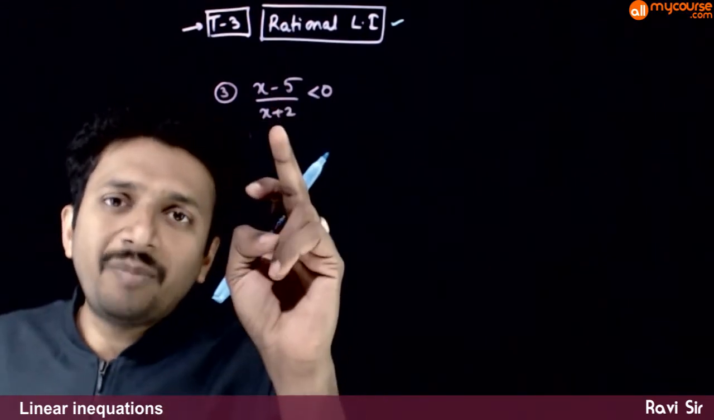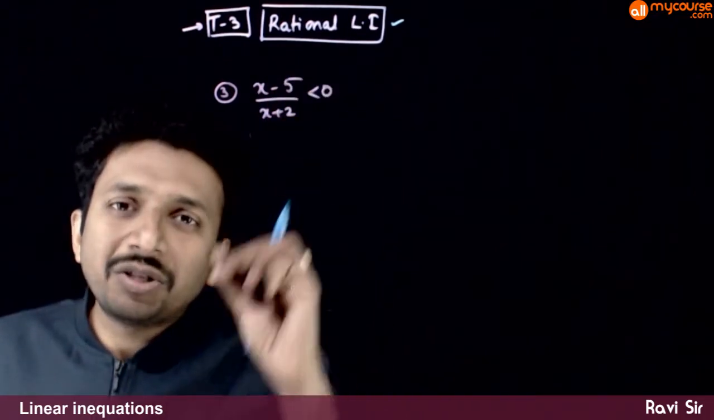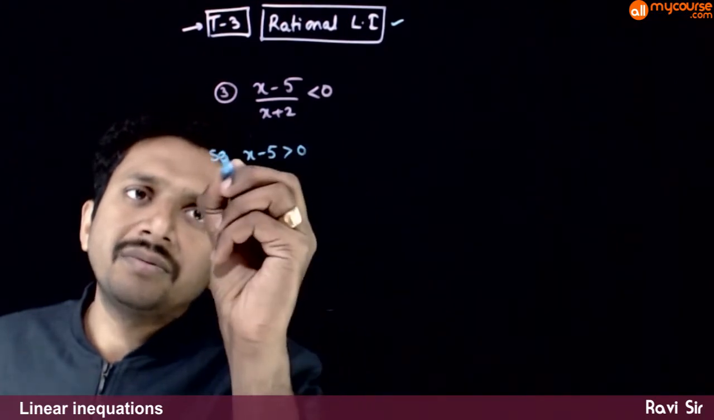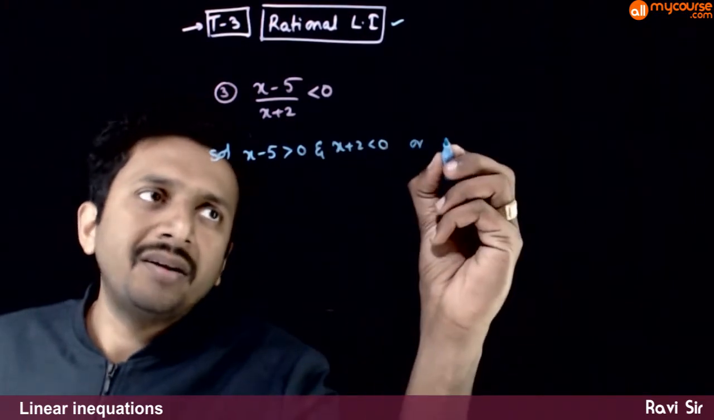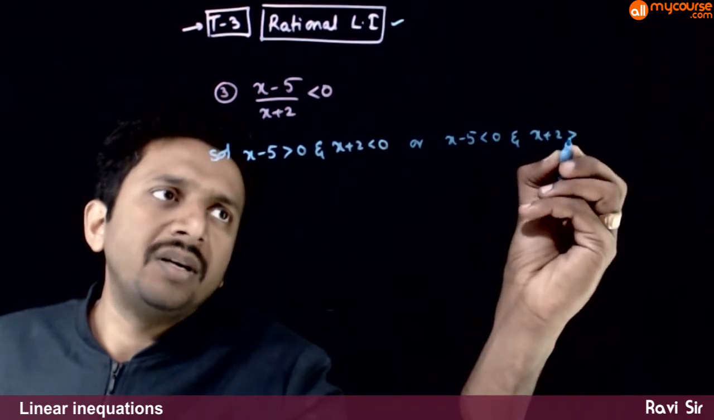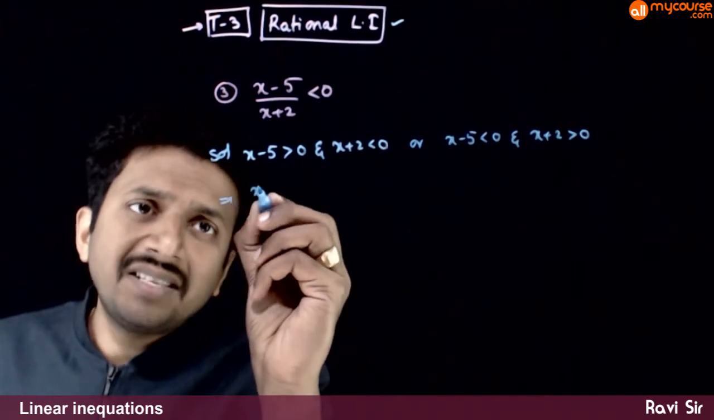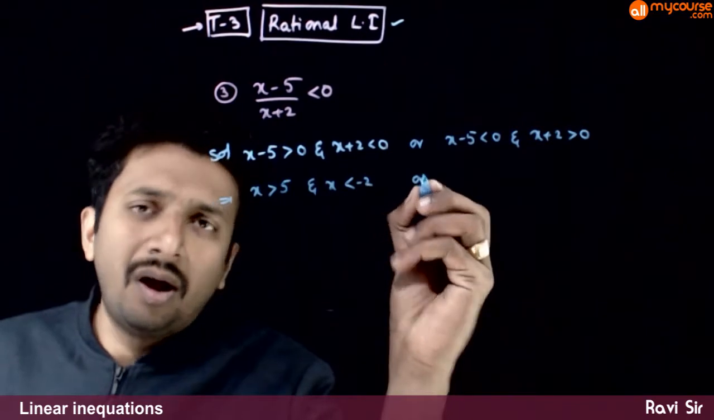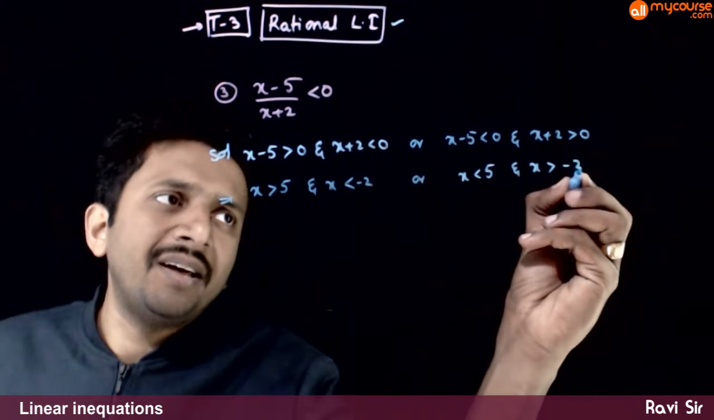So (x minus 5)/(x plus 2) is negative. A fraction is negative implies numerator and denominator should have opposite signs. That is, x minus 5 greater than 0 and x plus 2 less than 0, or x minus 5 less than 0 and x plus 2 greater than 0. So this implies x is greater than 5 and x is less than -2, or x is less than 5 and x is greater than -2.